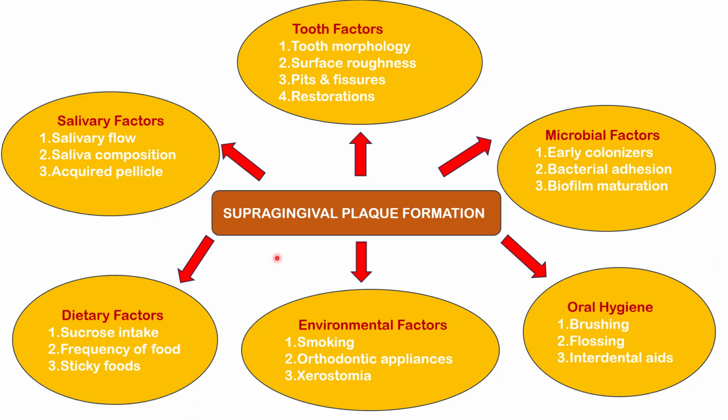So, supragingival plaque formation depends on many factors such as salivary factors, that is the rate of salivary flow, salivary composition, the acquired pellicle; the tooth factors, that is the morphology of the tooth, surface roughness, pits and fissures, and presence of any restoration; the microbial factors, which include the early colonizers, bacterial adhesion, and biofilm maturation; dietary factors, which include sucrose intake, frequency of food, and sticky food; and environmental factors that include smoking, orthodontic appliances, xerostomia, and oral hygiene that includes brushing, flossing, and interdental aid use.